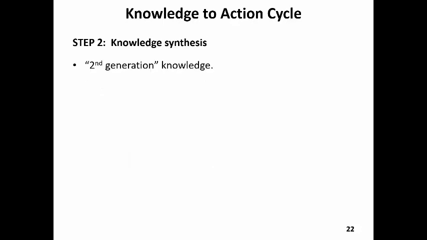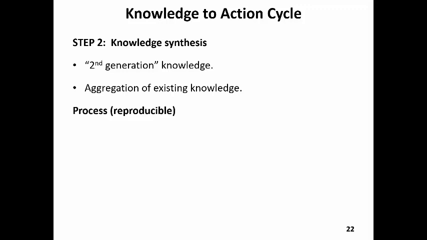The second step here is referred to as knowledge synthesis, and this moves to what's called second generation knowledge. The second generation knowledge involves the collection or the aggregation of existing knowledge. So the first generation knowledge that we just acknowledged on slide 21, the new information conveyed through original research studies, are collected at the next generation after those studies have been published.